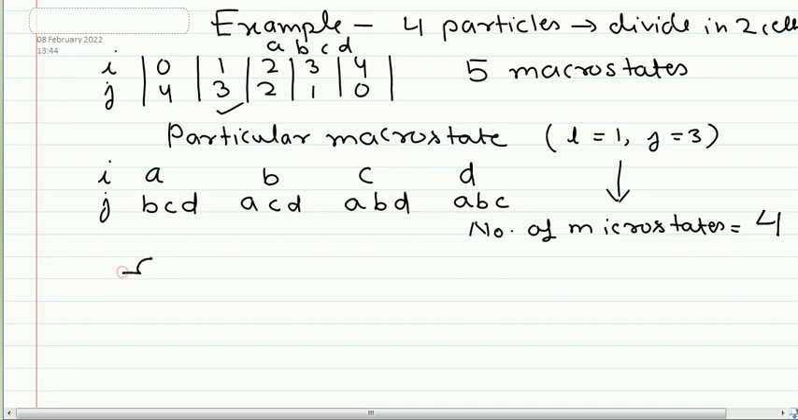So let us calculate with the formula. According to previous formula, what should be? N factorial divided by N1 factorial and N2 factorial. So this is the formula. So what will be the value of capital N here? इसको कैलकुलेट करके बताइए. आप इस फॉर्मूला से कैलकुलेट करके बताइए.